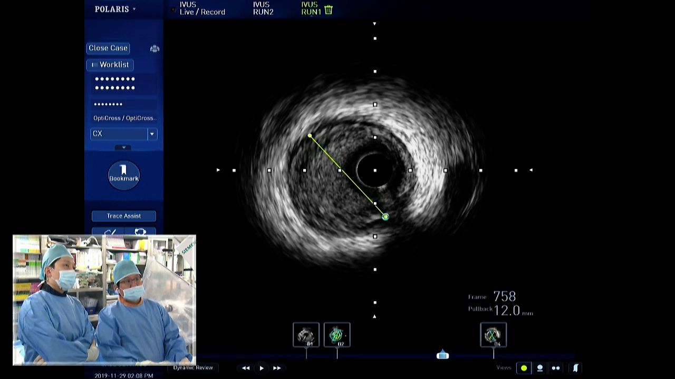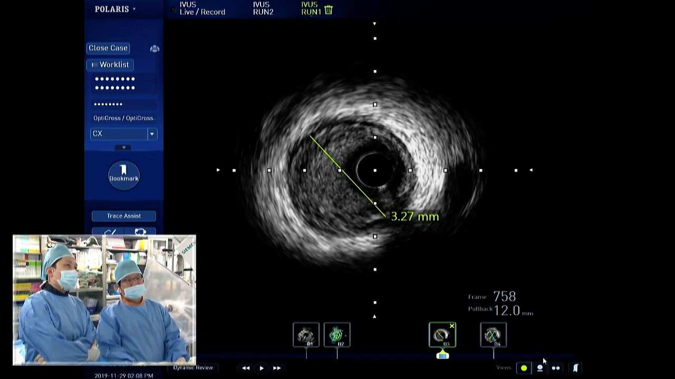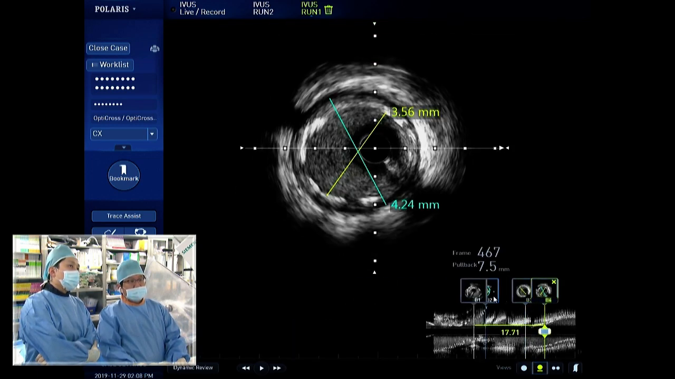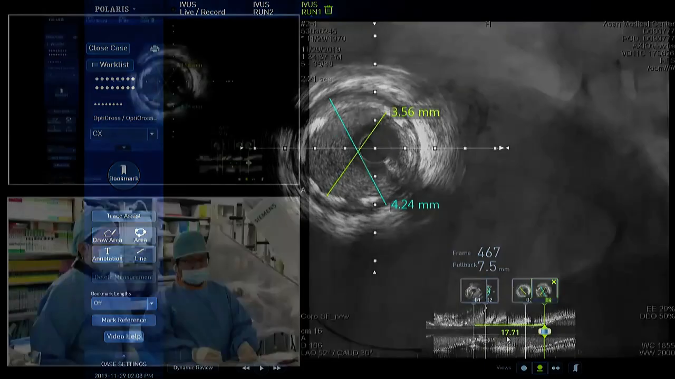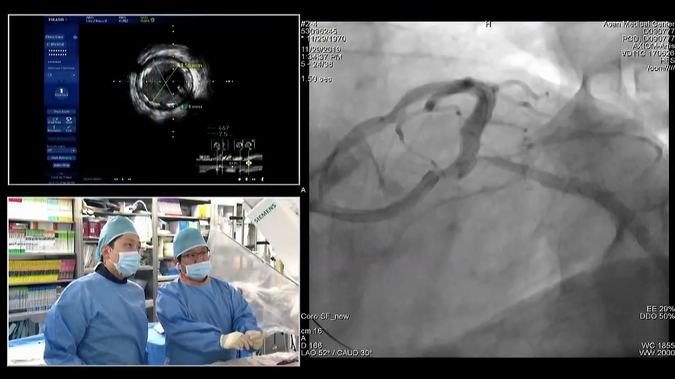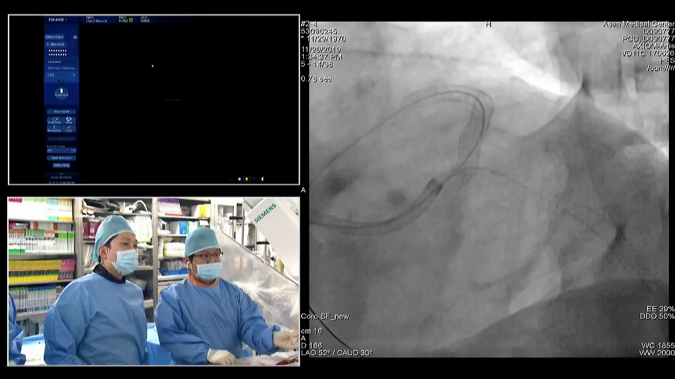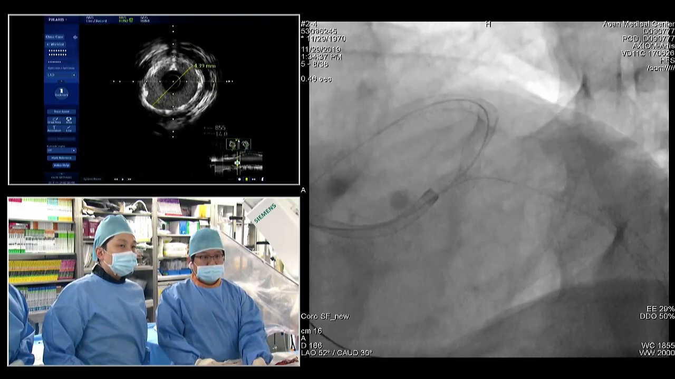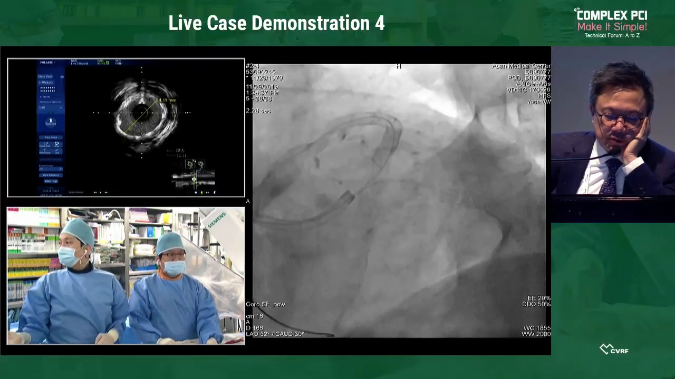What is the vessel size? I would like to select 3.25. What is the length? Plus 18. Okay, length is 18. Could you give me the 3.25 by 18? Are you going to join to the previous stent as well, Dr. An? Yes. So you're going to link to your previous circumflex stent, right? Cover all the way to the ostium. Yeah.